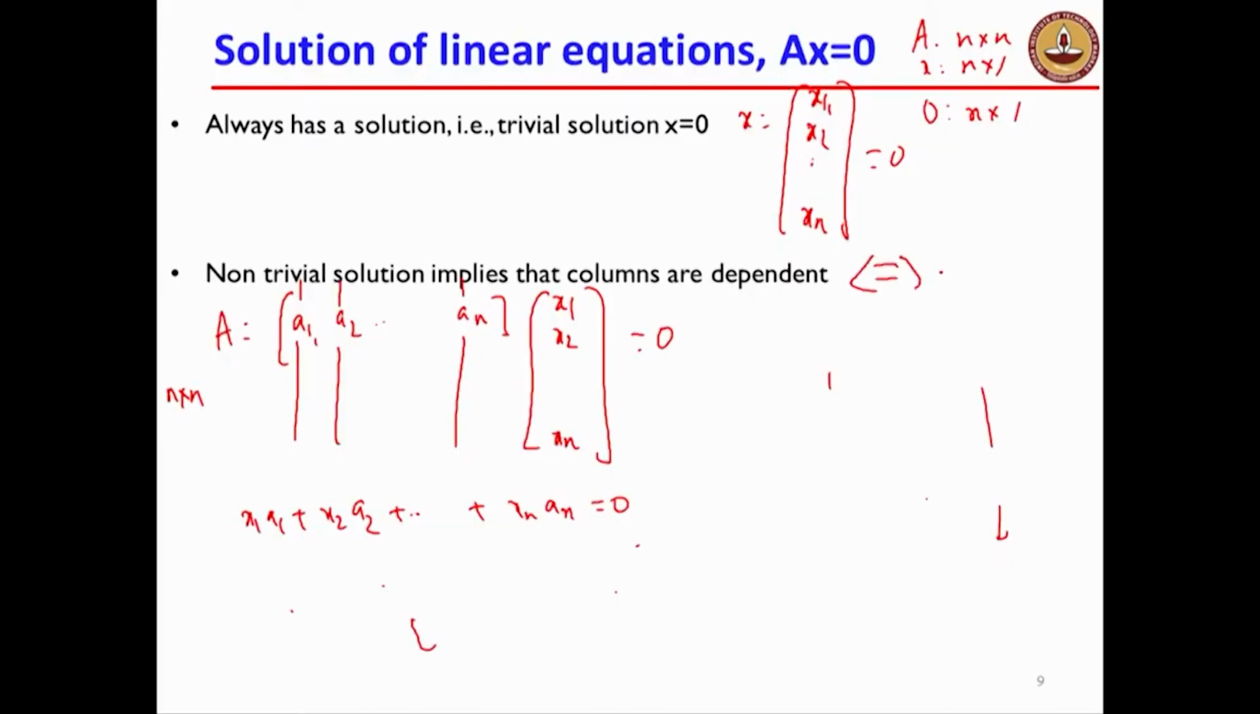So there is a non-trivial solution. The implication holds in both directions. If determinant of A equals 0, then there exist non-trivial solutions. Conversely, if there exist non-trivial solutions, it means the columns are dependent, and we know what happens when columns are dependent, the determinant is equal to 0.